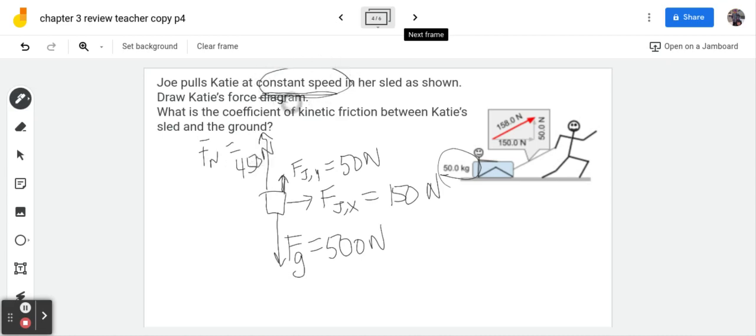Okay, constant speed. This is wonderful. That means that the force of friction is equal to the horizontal force of Joe, which is 150. And the question asks us after this, so this is done.